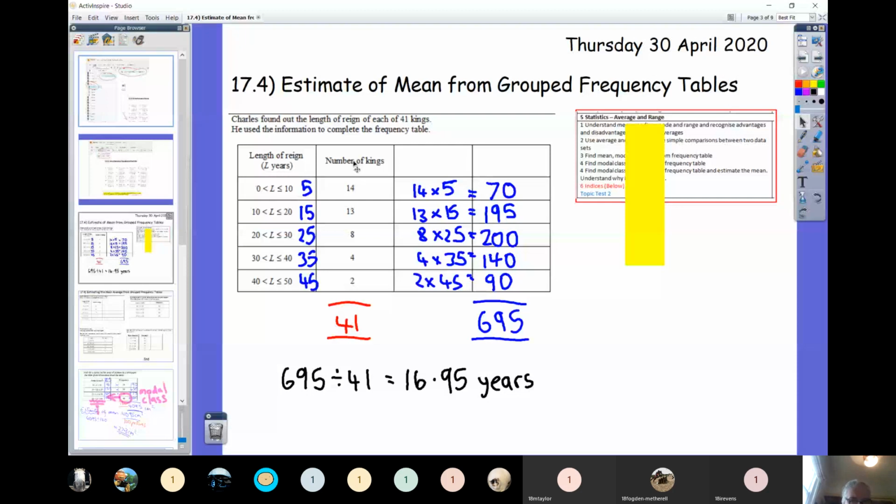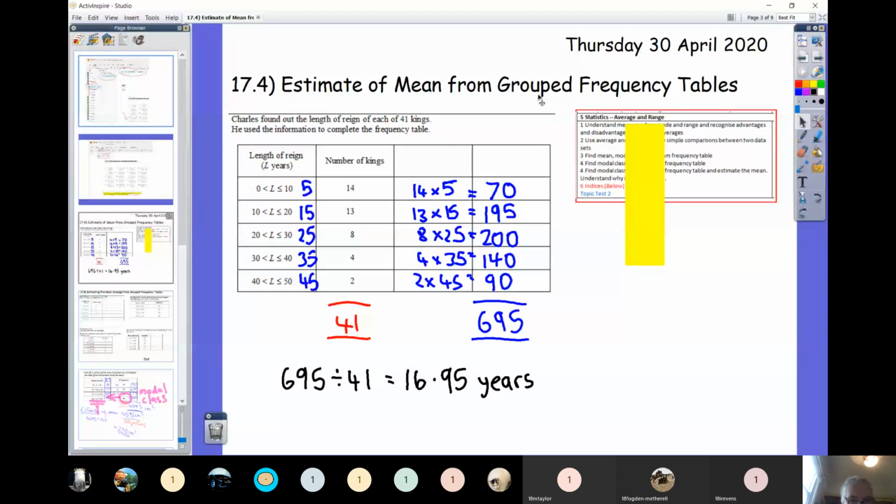Now the difference is this first column. What we've been used to so far, that work you did for me the last lesson, it was always a single number. So they scored no goals, or they scored 1 goal or 2 goals. What we've got here is what's called grouped data, grouped information.